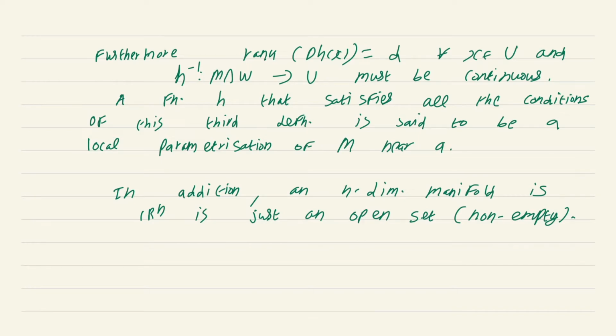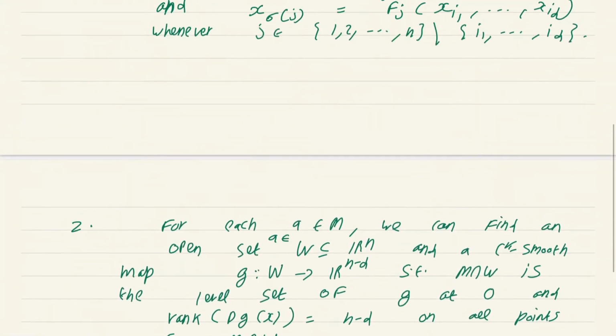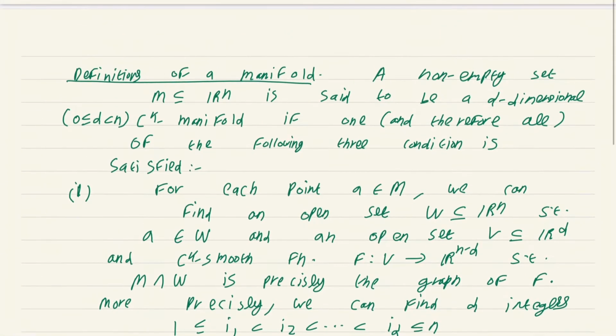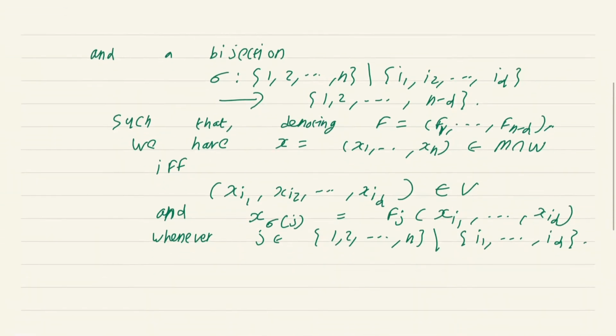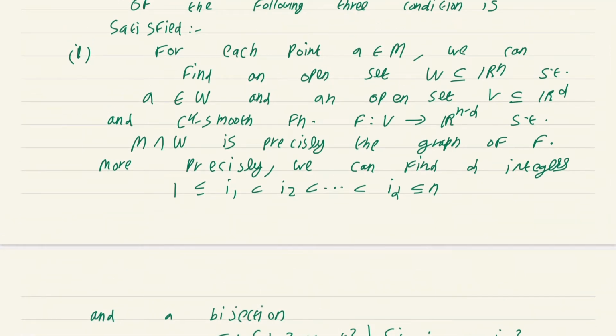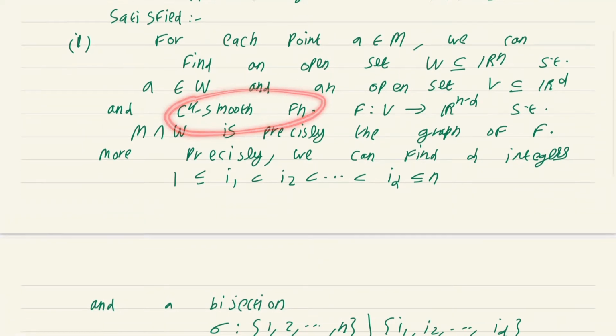Now some comments about this definition, many of which will be trivial. Notice that the smoothness class, when you say CK manifold, that is determined by the smoothness of the map under consideration in each one of these definitions. So here we had f to be a CK smooth function in the first definition.